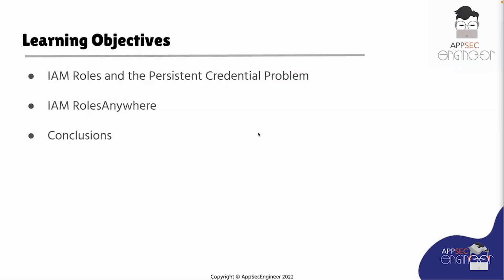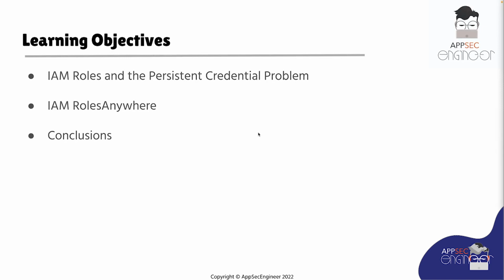Let's get started. Now let's look at the learning objectives for this very focused class we have on AppSecEngineer. Now this class, as you can probably imagine, and as the name suggests, is very specific to IAM Roles Anywhere, which means we'll be only exploring this concept. And of course, we'll be looking at a counterpoint to this particular concept. Now, the first thing we'll start off with is understanding something that I call the persistent credential problem.